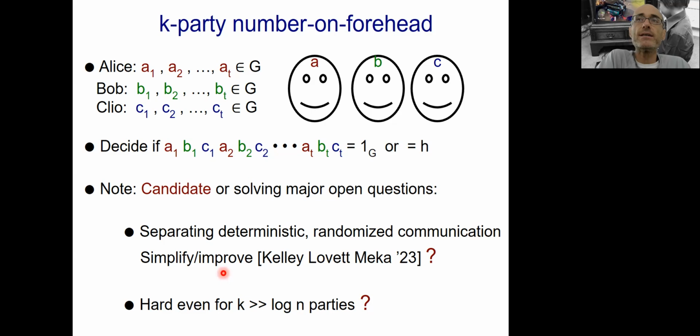There was a recent exciting work by Kelly, Lovett, and Meka, but their function is slightly more complicated, and the bounds they get are not quite as good as one might hope. So there is a hope that interleaved group products could give a simpler function with a tight bound. And even more ambitiously, you might hope that these questions remain hard even for a number of parties which is much larger than log n, which is a well-known barrier in the field.